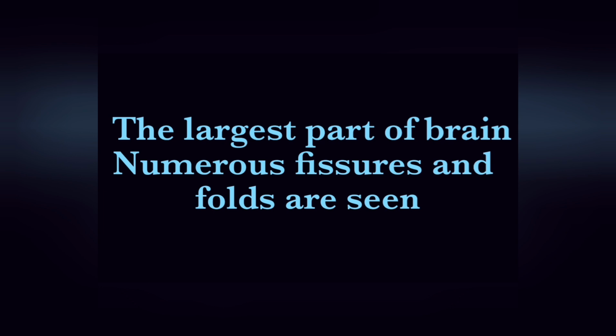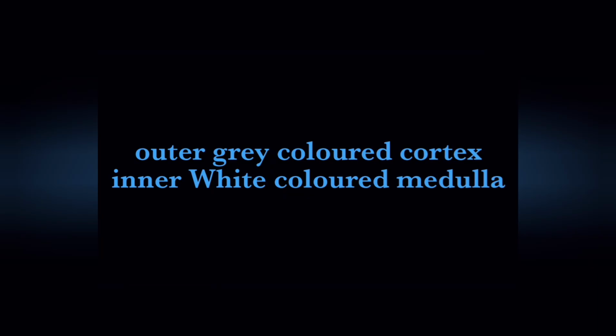The first and most important part of the brain is the cerebrum. It is the largest part of the human brain. On the surface, we can see numerous fissures and folds. It is an adaptation to include more neurons. The human brain is made up of about 86 billion neurons. Cerebrum has an outer grey-colored cortex and inner white-colored medulla.